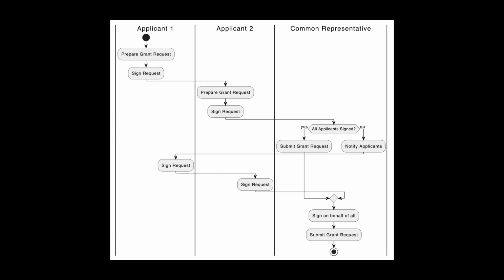3.4. Joint applicants. For joint applicants, each must sign the request for grant or appoint a common representative. After filing, the common representative may sign subsequent documents on behalf of all applicants.